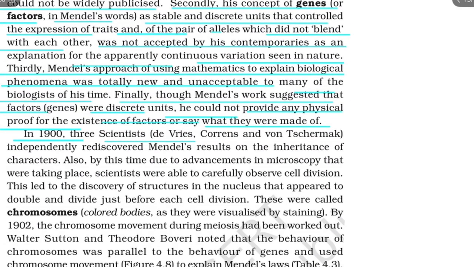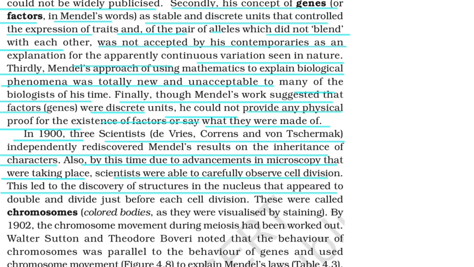In 1903, scientists de Vries, Correns and von Tschermak independently rediscovered Mendel's results on the inheritance of characters. Also, by this time, advancements in microscopy were taking place, and scientists were able to carefully observe cell division. This led to the discovery of structures in the nucleus that appeared to double and divide just before each division. These were called chromosomes, or colored bodies, as they were visualized by staining.